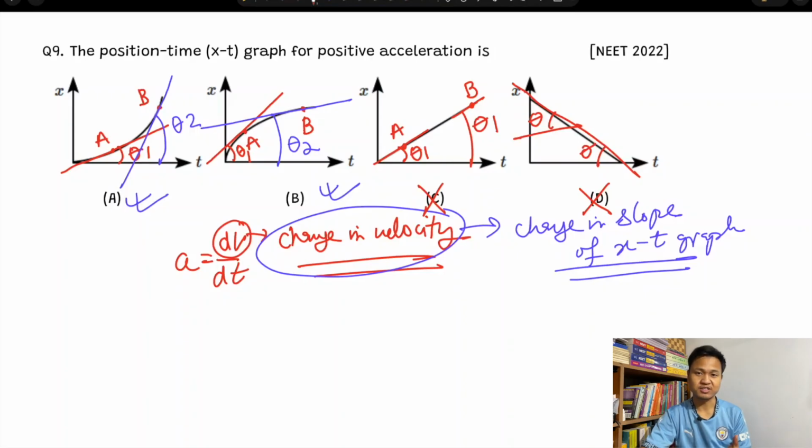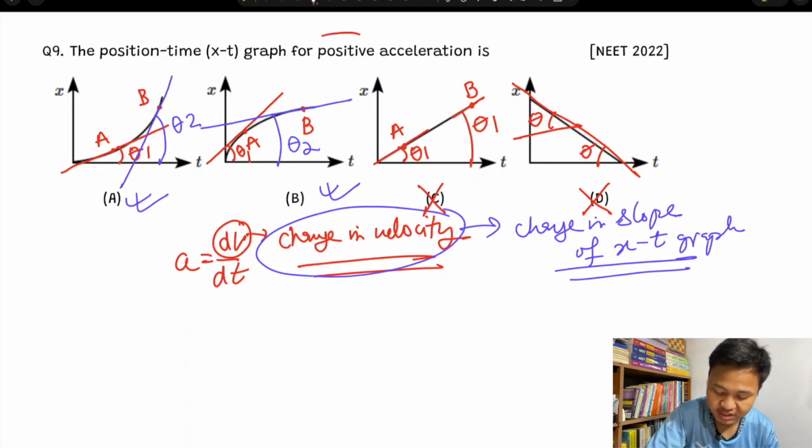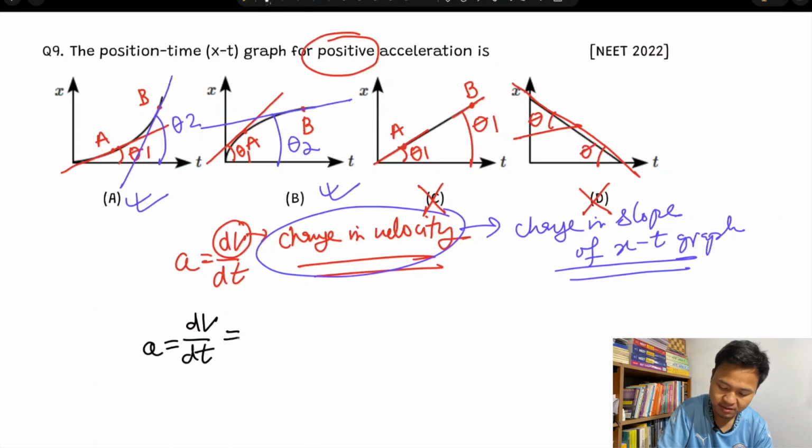So velocity is constant. Then between A and B, which one to choose? The question asks for positive acceleration. Acceleration a is equal to dv by dt, which is nothing but v final minus v initial by t final minus t initial.